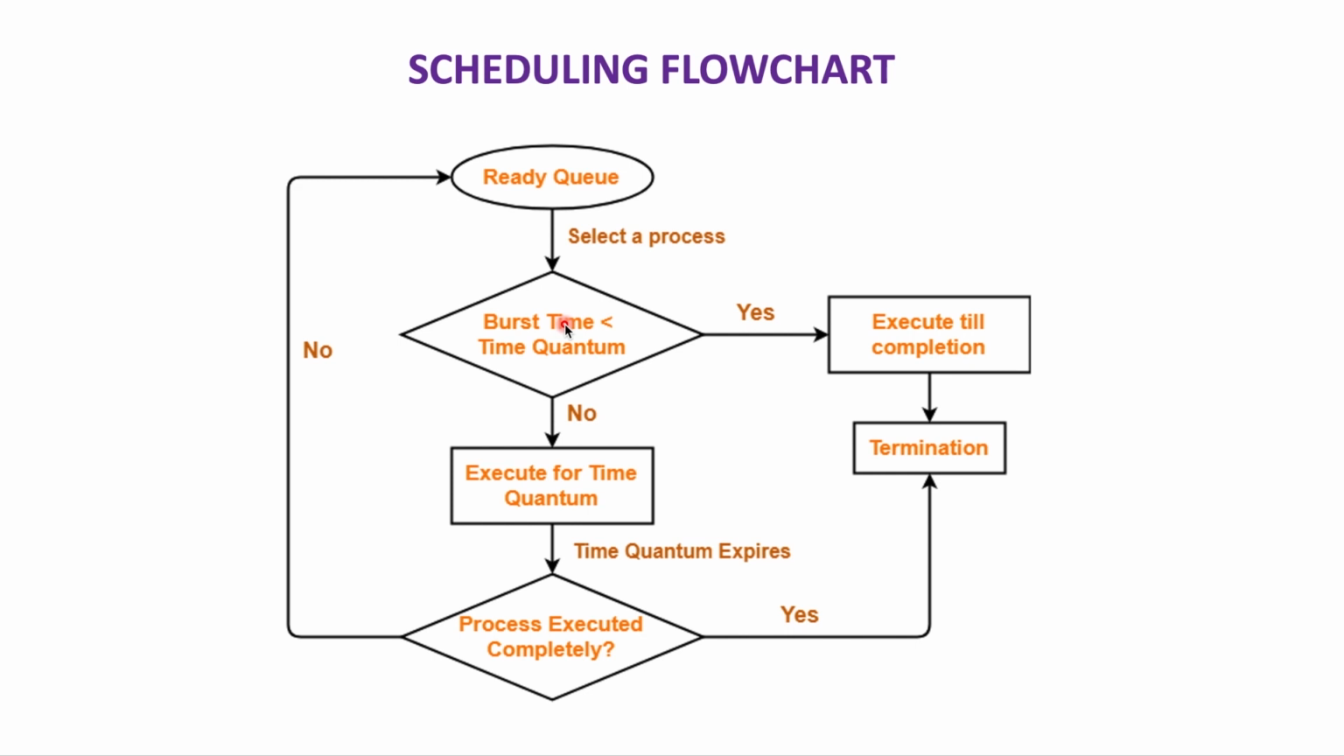So if it's greater, then you execute for that particular time quantum, then wait for that time quantum to expire. You check if the process execution is completed, then you would terminate, else you would reiterate the process and wait till the burst time is less than the time quantum. When the burst time gets less than the time quantum, you would execute and then force terminate as and when the process gets completed.